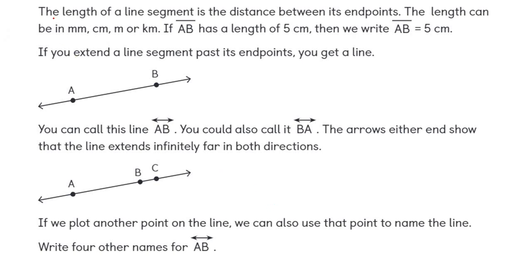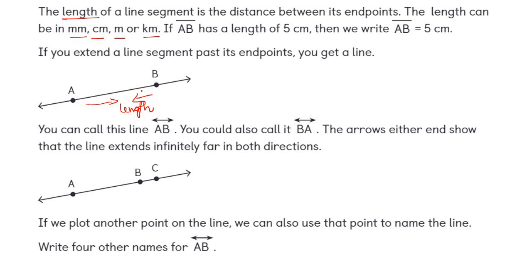Next. The length of a line segment is the distance between its endpoints. What is the length of the line segment AB, children? The distance between these 2 points is called length. The length can be measured in millimeters, centimeters, meters or kilometers. If AB has a length of 5 centimeters, then we write AB is equal to 5 centimeters.